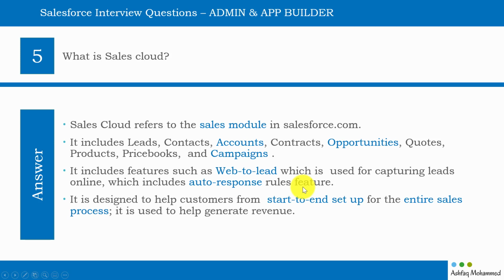Then you will get an email saying thank you for contacting us, someone from our sales team will get back to you. So these are the features of Sales Cloud, and it is also designed to help customers from start to end set up for the entire sales process. So beginning from the lead, to the quote and order, all the sales process can be captured in Sales Cloud. It is used to help generate the revenue. What will happen if someone purchases something from us, then we generate the revenue. So that all is captured in Sales Cloud.